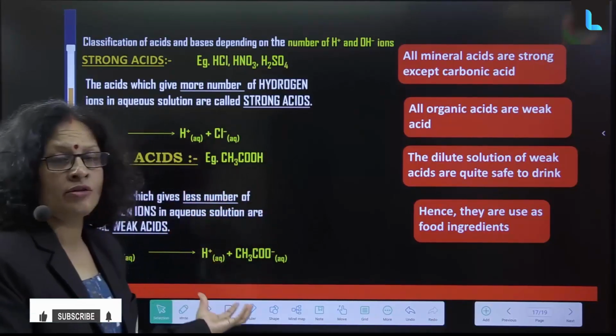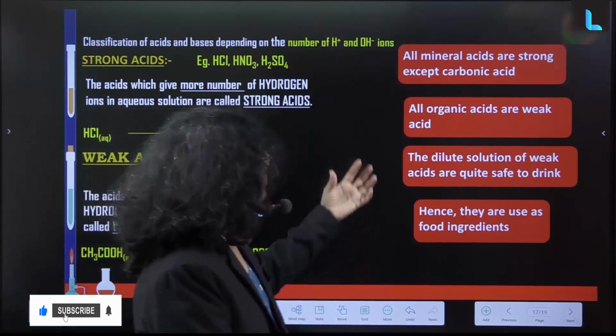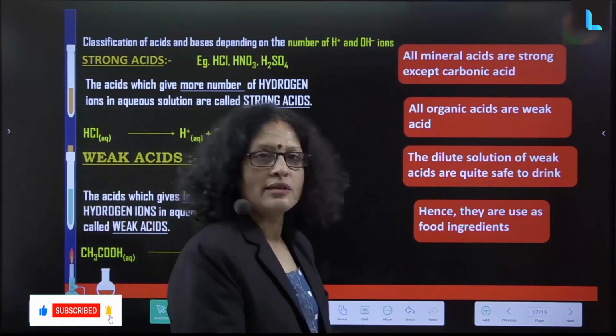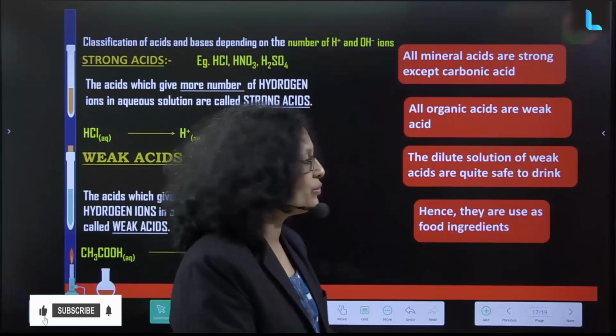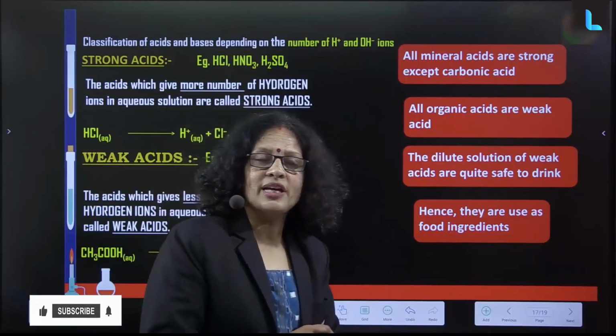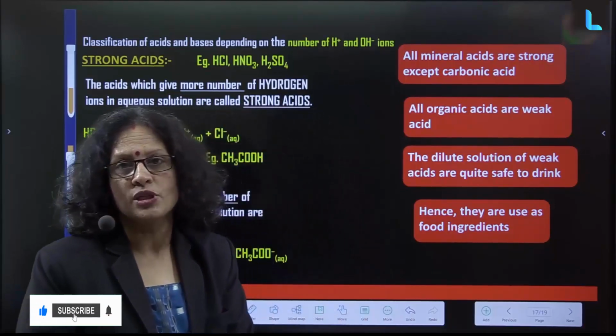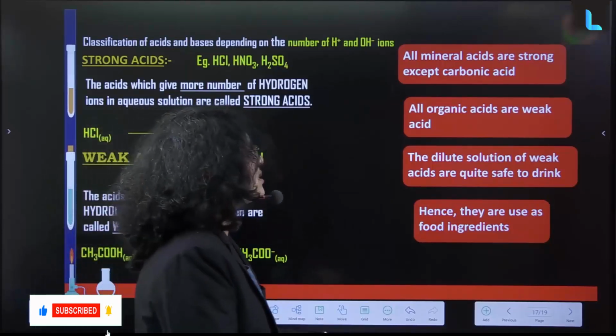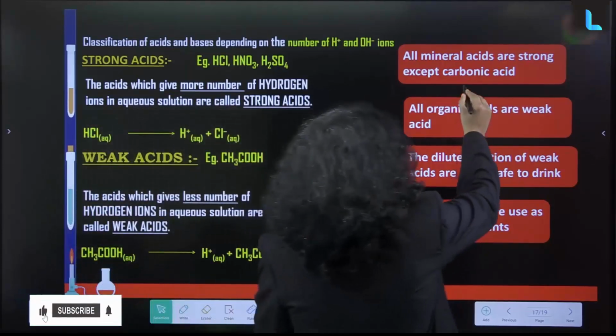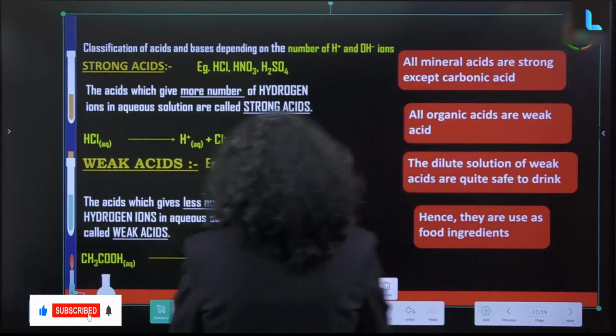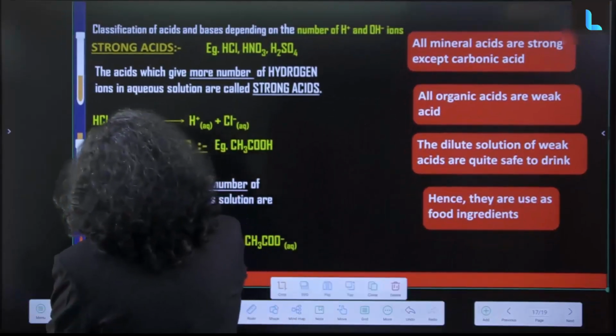Right now we are talking about strong acids and weak acids. Now all mineral acids are strong except carbonic acid. Carbonic acid is a weak acid. When carbon dioxide gas is dissolved in water, you get H2CO3. H2CO3 is carbonic acid. Okay, I can write the formula here if you want, just for your reference.